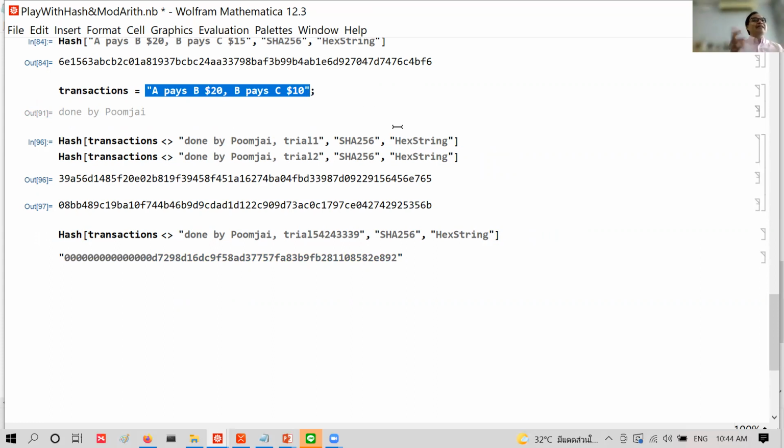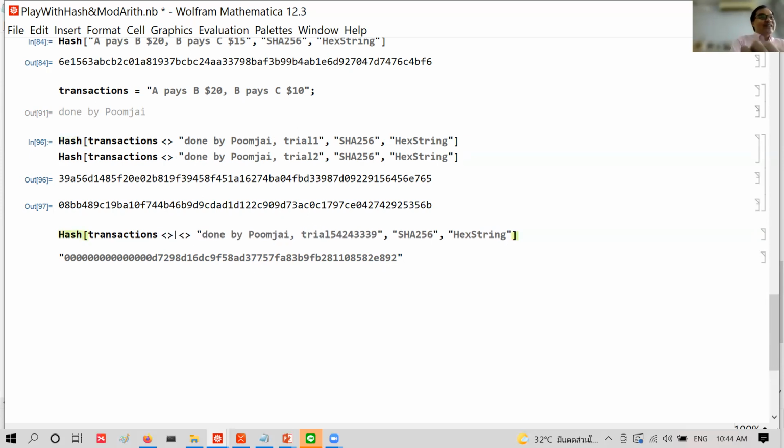It's just like the Yappies. Everybody agrees in the Yappies community now that A pays B $20, B pays C $10. Nobody disagrees with this. Now, why would I get to do this? Well, it takes me a lot of computational power to do this. So when I do this, I have to get some reward.